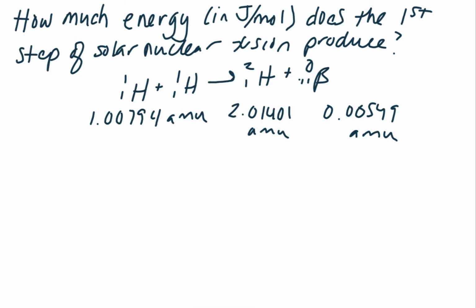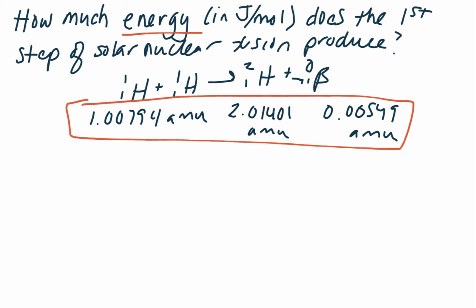How much energy in joules per mole does the first step of the solar nuclear fusion produce? So you're given the equation, and then you're also given the mass of everything. So the question is asking for energy, but by Einstein's E equals mc squared, energy and mass are related. So we should start this question by calculating the change in the mass, since those are the values that were given.